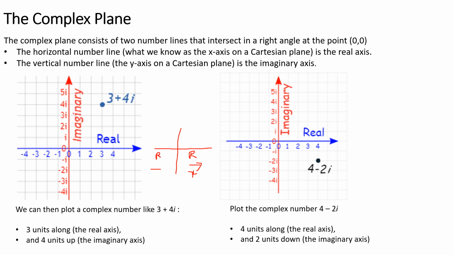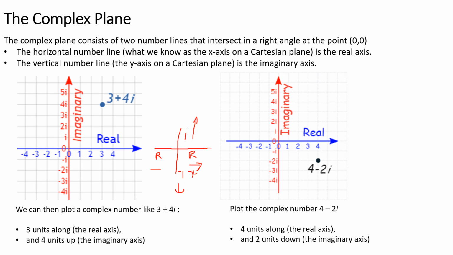And then my imaginary is where my y-axis is. My plus imaginaries go up that way, and my minus imaginaries go down that way. But for all practical purposes, we utilize it the same way as we do the Cartesian plane with x and y coordinates. Now, we'll be using more of this in vectors in the coming weeks, but this is a good start for it.